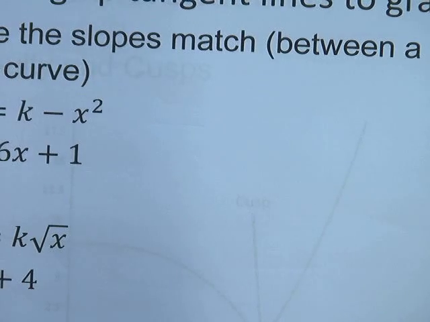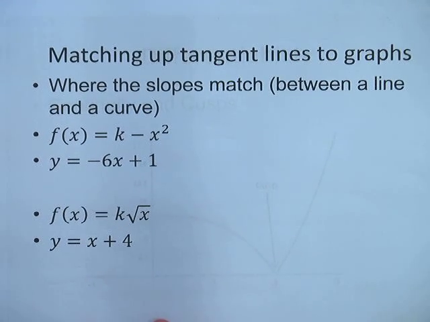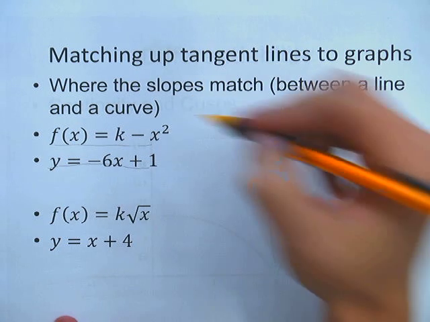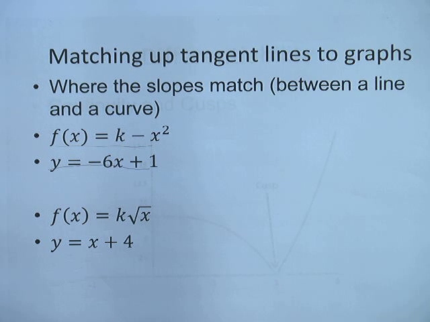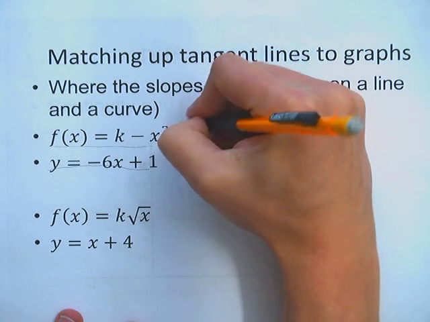Next concept is matching up tangent lines to graphs. So we're finding where the slopes match and where the functions match. This is the hardest thing that is going to be on tonight's homework. But it's not that bad. So this is our tangent line, and this is our function, and you're trying to see like at what x value these meet. So what you do is you just set your tangent line equation equal to your function equation.